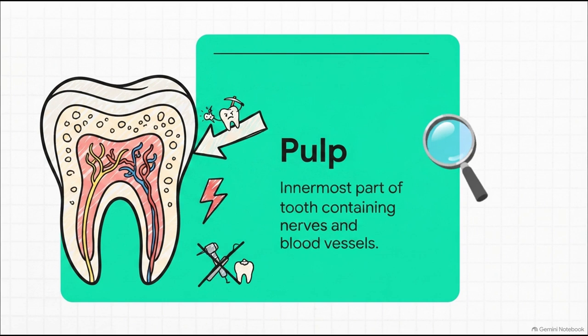Think of it as the vital vascular and nerve center, just completely packed with nerves and blood vessels. Its main job is to nourish the tooth and provide sensory function. When decay breaches the enamel, eats completely through the dentin, and reaches this pulp cavity, well, we're no longer dealing with a simple filling. We are now in the territory of severe pain and much more complex, deeper interventions.